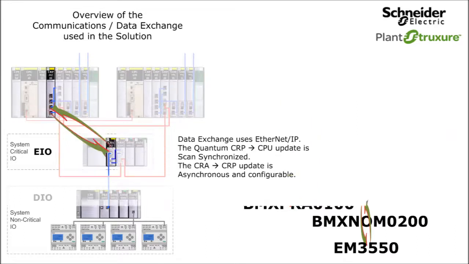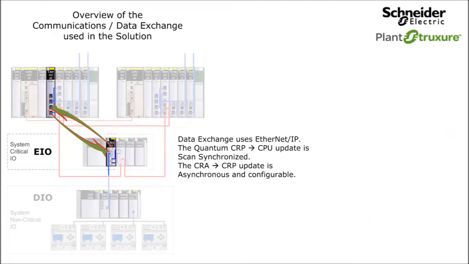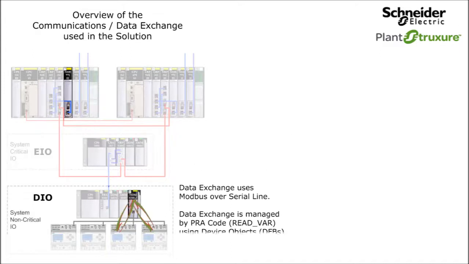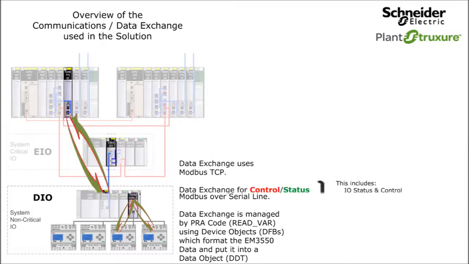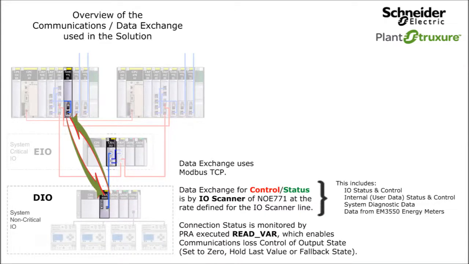Here is an even more detailed view of the data exchanges. The EIO uses Ethernet IP, which can be optimized as required. The energy meters are connected to a Modbus serial RS485 network. The X80 DIO drops use Modbus TCP and can also be optimized. The X80 DIO drop data exchange will include I/O status and control, internal application required status and control, X80 DIO drop diagnostic data, and the data from the EM3550 energy meters. The creation of this data exchange is the starting point for a deep dive into the details of this solution.